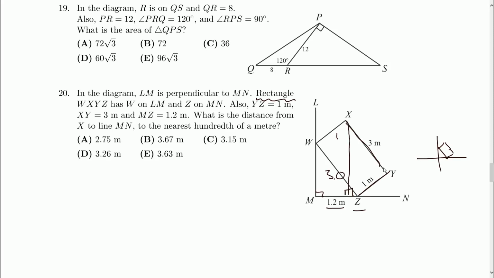Now, if you treat this as X and Y as the axes, you could say Z has coordinates (1.2, 0). And if you want the distance from X to MN, you just need the Y coordinate of X. I'm not going to do it that way, but it would be interesting to figure out the line ZW and then figure out the perpendicular line that also passes through W. The challenge then would be going a distance 1 along that line to get to X.